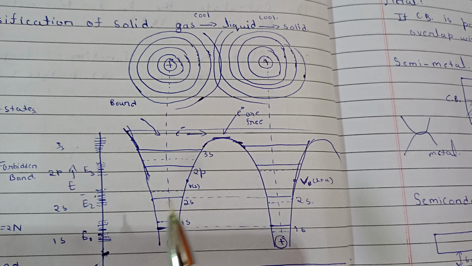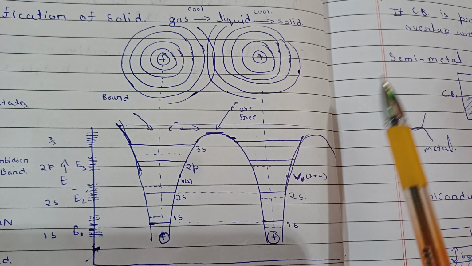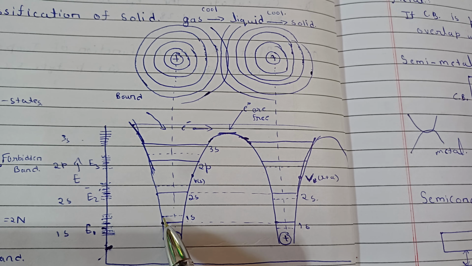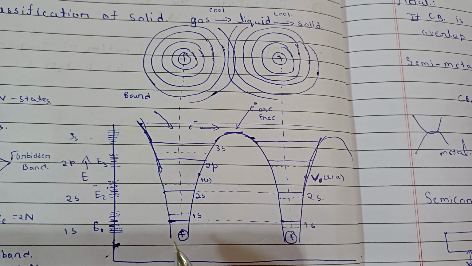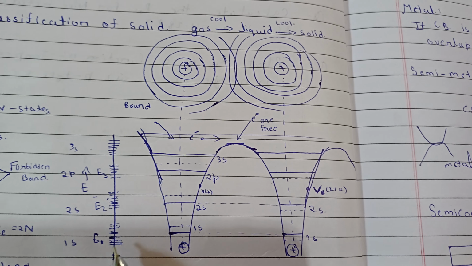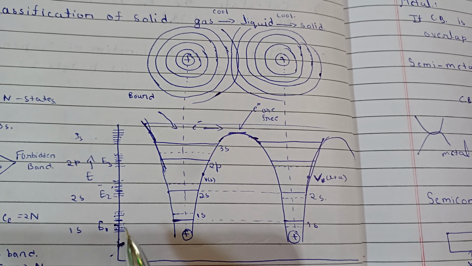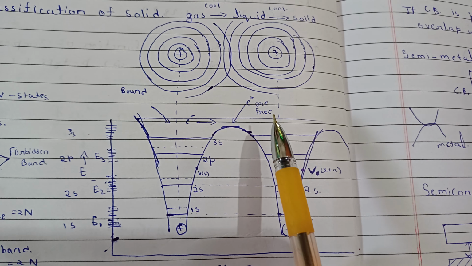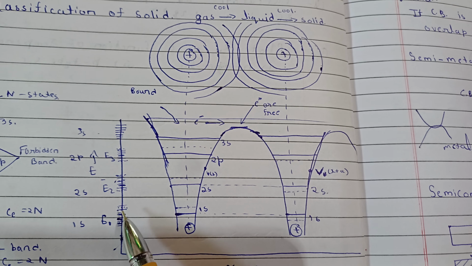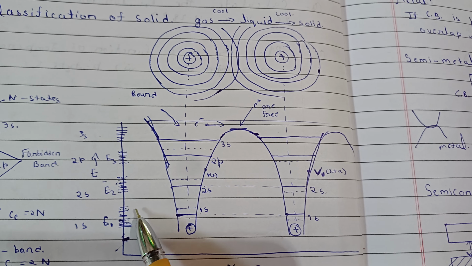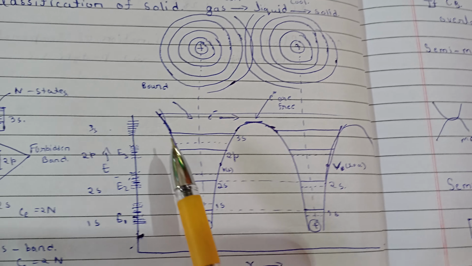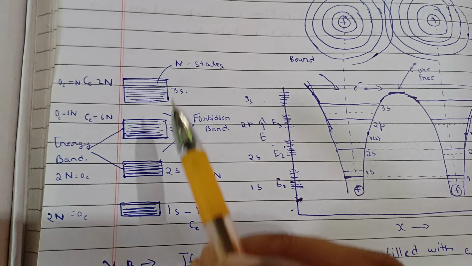Now one more atom can overlap, then it will divide further. You will have more up and down shifts. If there are 3 atoms, you will have 3 energy levels here. Then with 4 atoms, you will have 4 energy levels. If many are overlapping, you will have many energy levels, meaning a band of energy levels, not a single energy level. Same for 2s, you will have a band. For 2p you will have a band, and we can denote them like this.